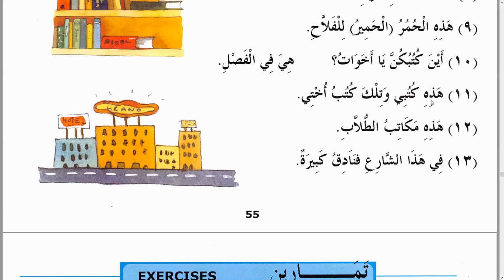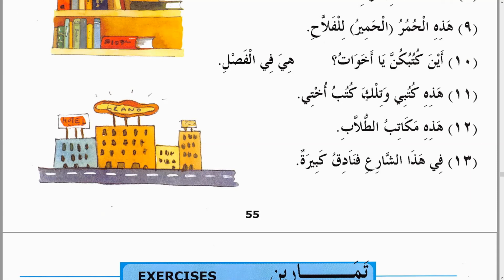We can't say hadha also. We can't say haula'i also. We have to say hadhihi, right? Hadhihi kutubi. These are my books. Wa tilka, right? Tilka generally means "that," but because we have the plural here, tilka will mean "those," the plural form. And those are the books of my sister. Wa tilka kutubu ukhti.